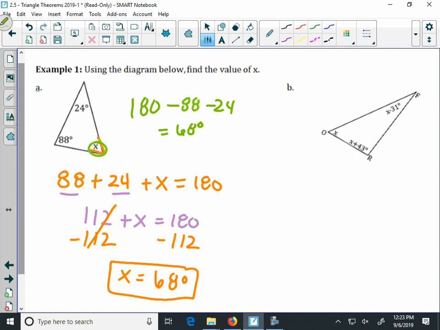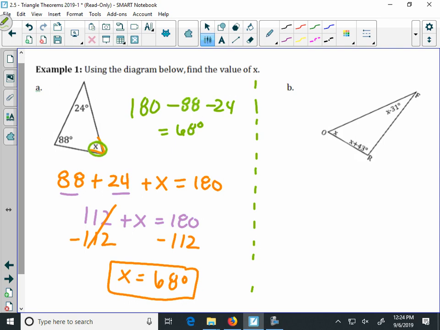Okay. The reason why I showed you the equation set up first is because for b, we can't use this green method up here. Okay? Because there's an x in all the angles. Okay? And things are being added and subtracted to x. We have to set up our equation.